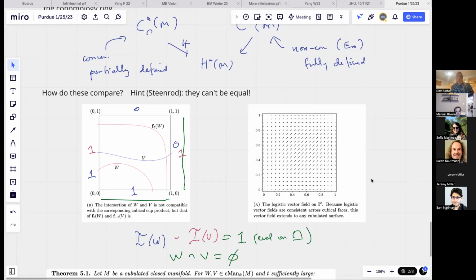Well, what we do with Annabelle and Greg, Annabelle is the one who realized that any cubulated manifold has a beautiful vector field.